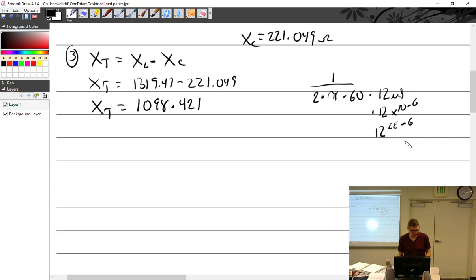I think I screwed something up. I don't think I cleared my calculator. 2 times pi times 60 times 12 second EE negative 6 equals, yeah, I didn't. So all of that right there should be 1 over 0.0.